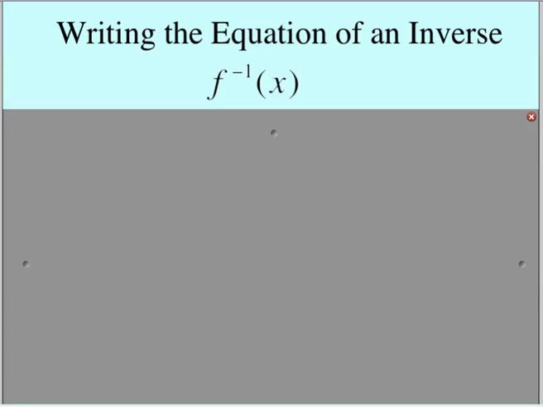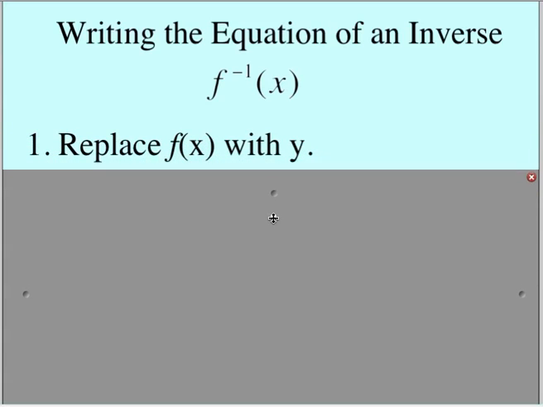Writing the equation of an inverse, and you'll notice that I have some notation here. This is f to the -1 power. It's not an exponent, it's actually f inverse. And so writing the equation, there are 4 simple steps of writing the equation of an inverse.